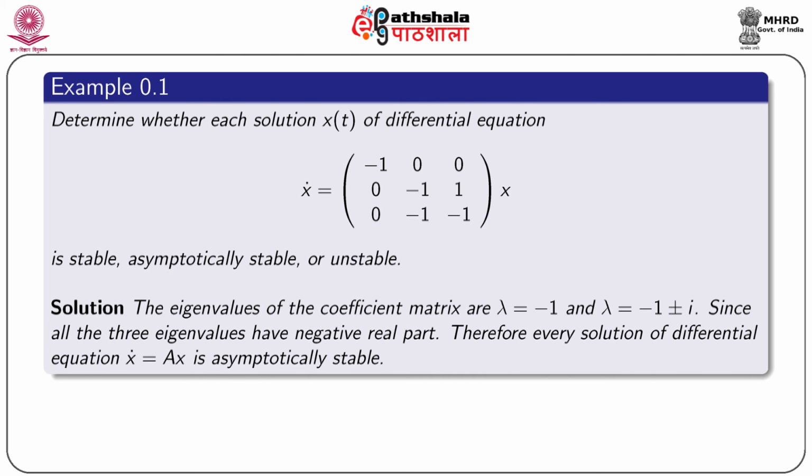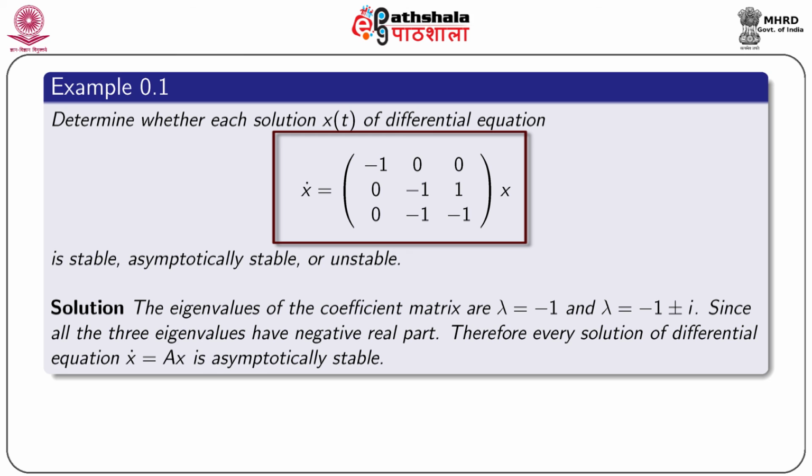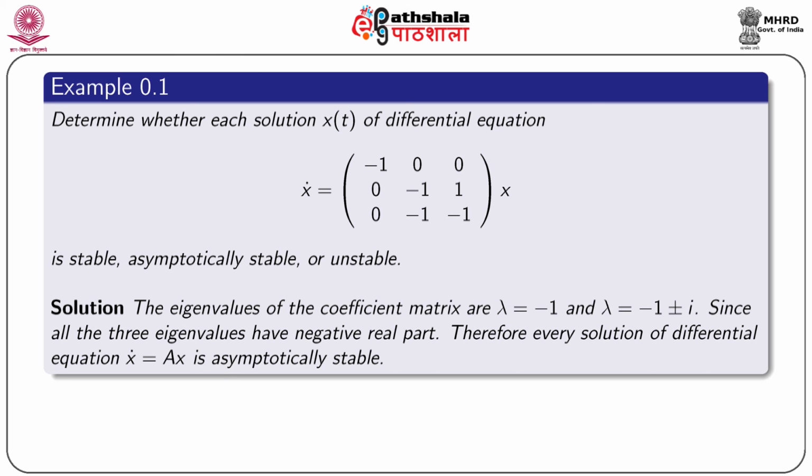Now, let us consider an example where we have to check whether the system of differential equation given by x dot or dx/dt equal to Ax, where A is [-1 0 0; 0 -1 1; 0 -1 -1], is stable, asymptotically stable or unstable.